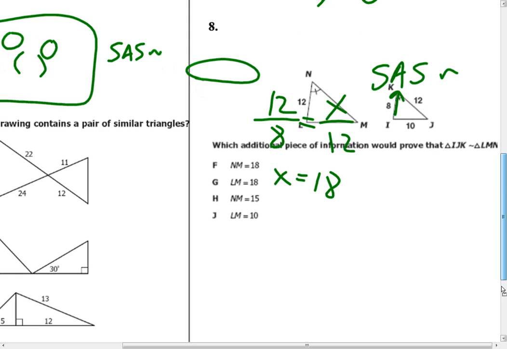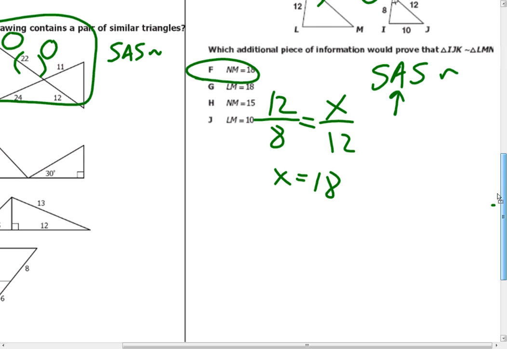Anything left, or is that the last one? That's it. That's it.